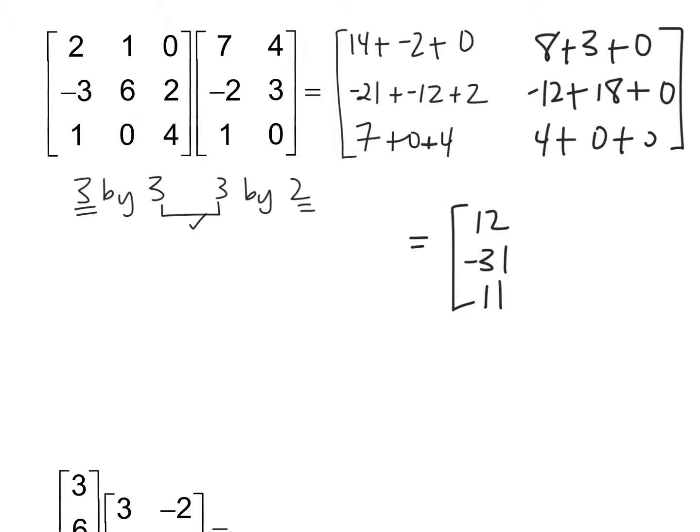And adding these numbers up again is 11. Adding these numbers up is 6. And adding these numbers up is 4. So notice how we said our final answer was going to be a 3 by 2, and this is a 3 by 2. So again, moral of the story is, I know that was probably a little bit confusing.